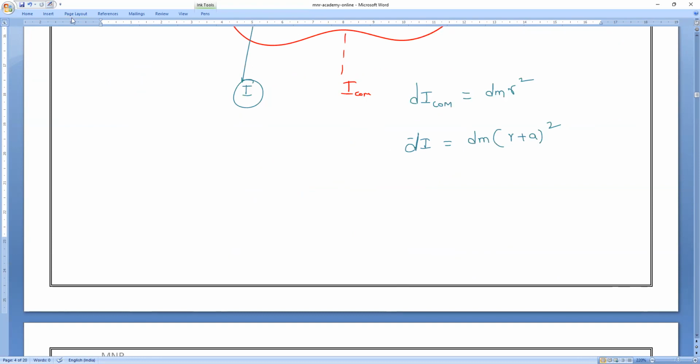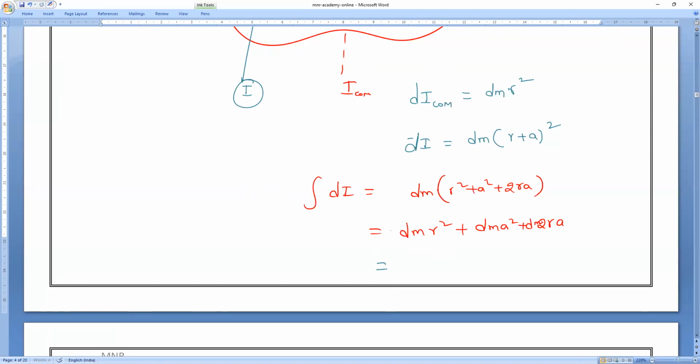Like that, many particles are there. So which operation will apply? Integration. So I equals the integral of dm into (r plus a) whole square, which is r square plus a square plus 2ra. If I apply it, I get dm r square plus dm a square plus 2ra into dm. Am I right? Is it okay, guys? All of you?